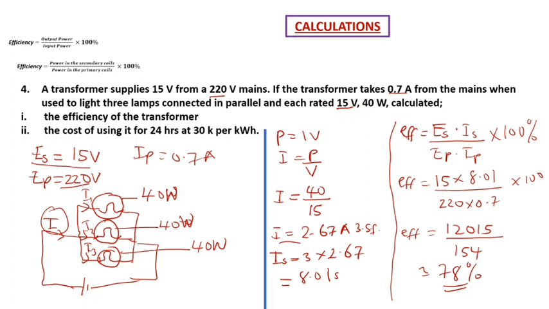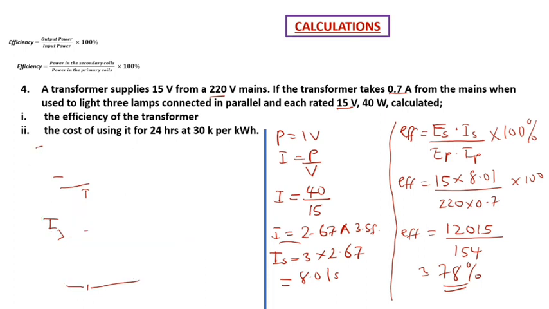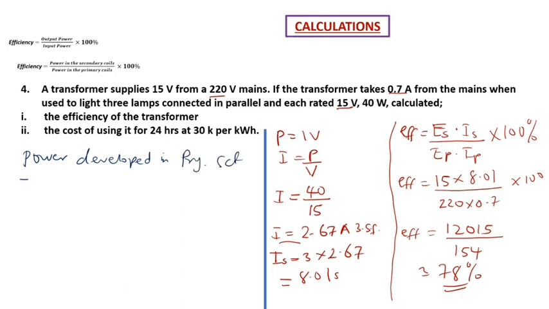So then we're going to calculate the power developed in the primary circuit in kilowatts. So power developed in the primary circuit will be equal to ES times IS.